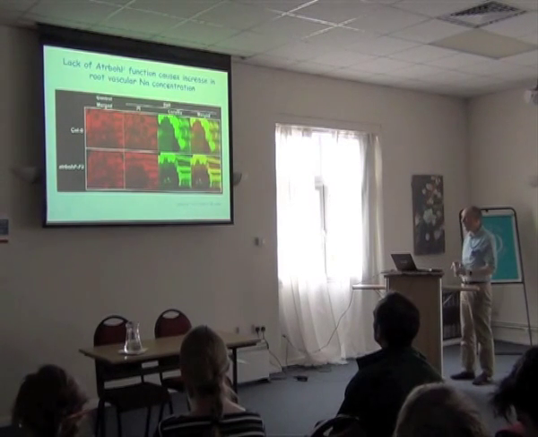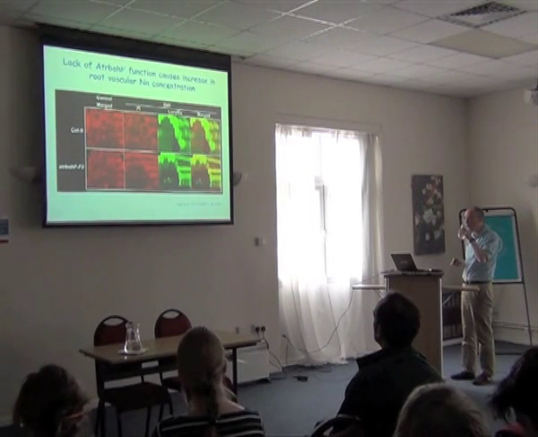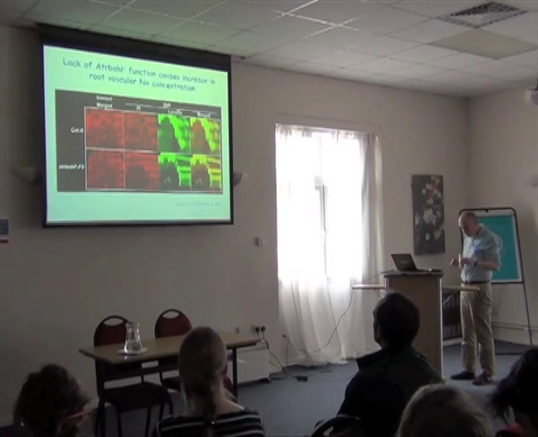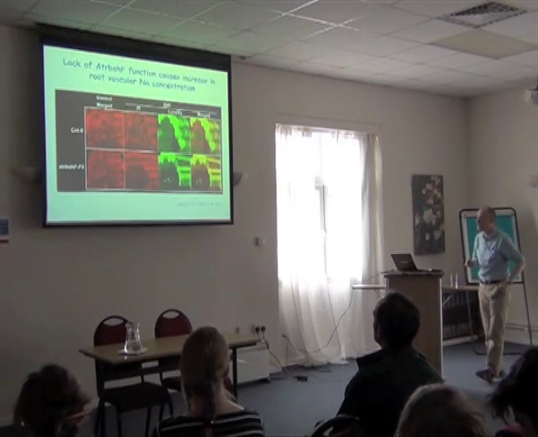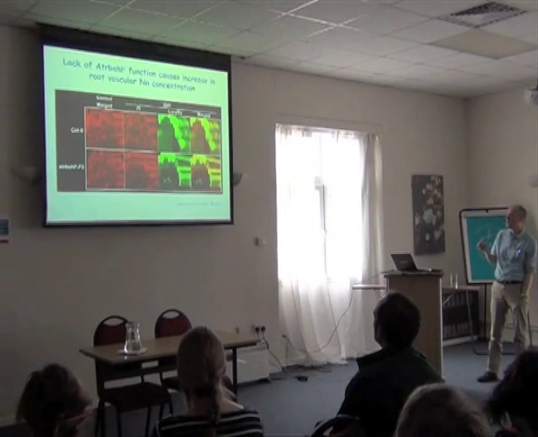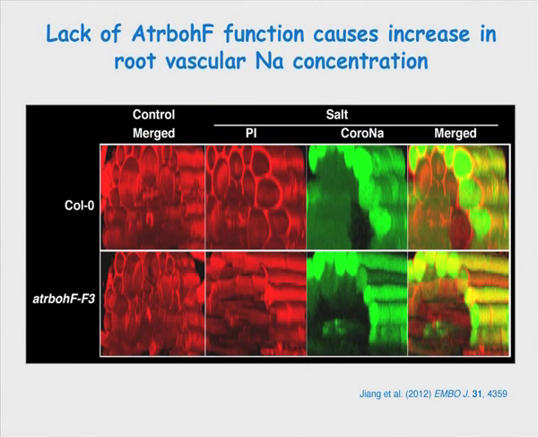And does that have an effect on the levels of salt? You can actually image salt within the roots of plants using a dye called CoroNa. And here we have our wild type plant. This is a kind of cross-section of the root, if you like, and these are epidermal cells here. As you see, when you give those cells salt, you get a lot of salt in the epidermis, and you get a lot less inside the plant.